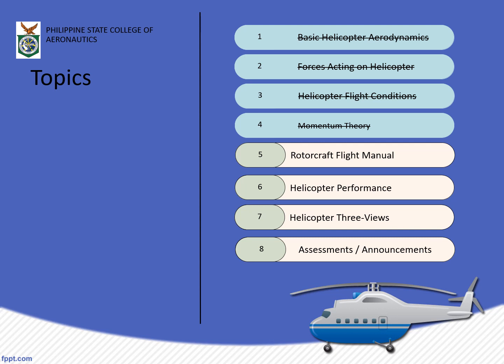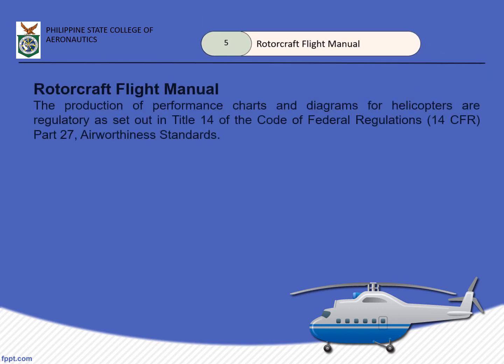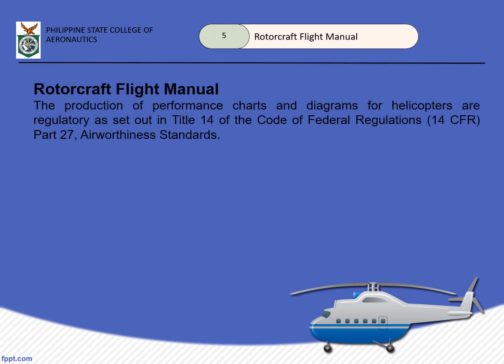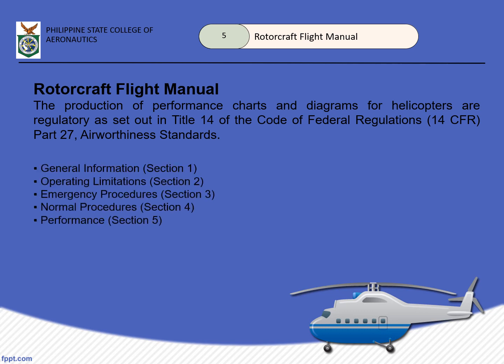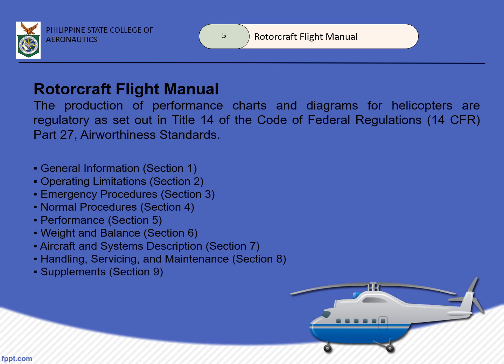Now we would just be discussing briefly about the rotorcraft flight manual. The production of performance charts and diagrams for helicopters is regulatory, as set out in Title 14 of the Code of Federal Regulations, Part 27, Airworthiness Standards. I would just be disclosing what is under each of the sections, from Section 1 all the way to Section 10.